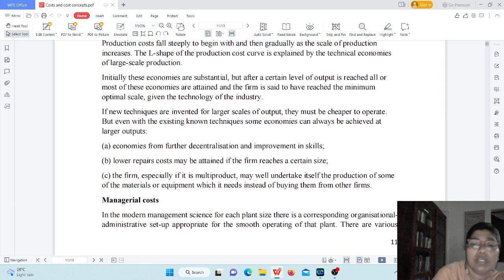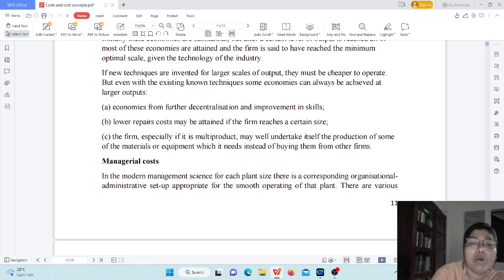Now, what is managerial cost? In modern management science, for each plant size there is a corresponding organizational and administrative setup appropriate for smooth operating of that plant. Which means for each plant size there is a special organization and administrative setup, in order to function more smoothly in operating the plant.